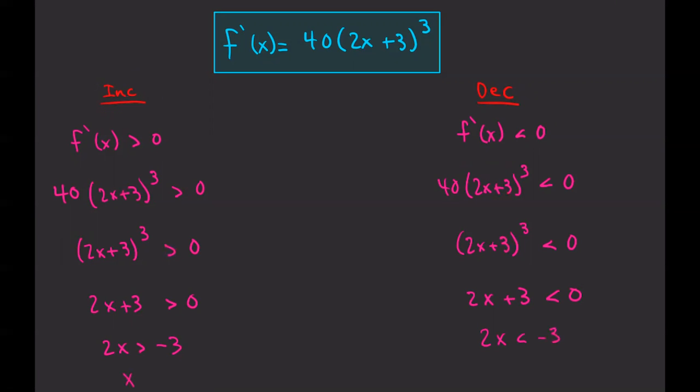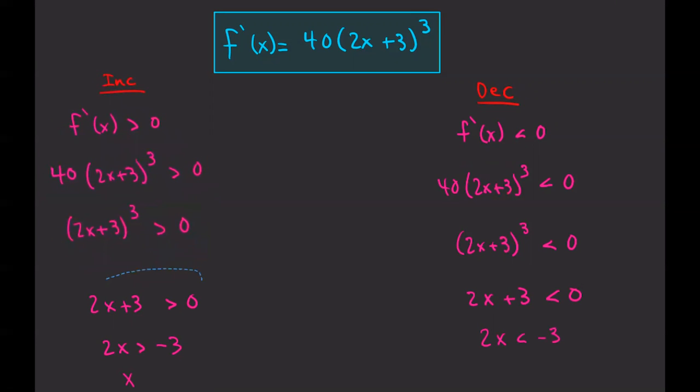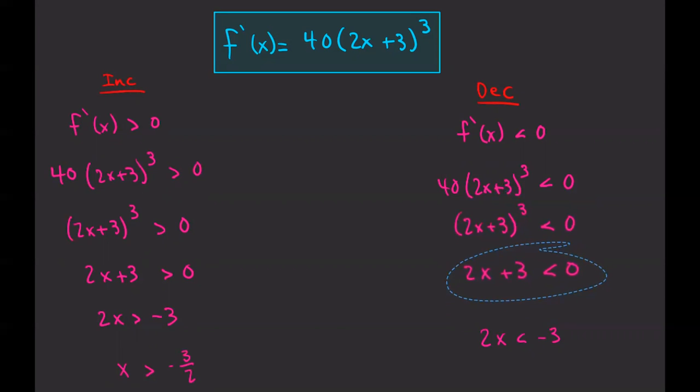Again, give myself some more space here. So we're going to end up with x greater than -3/2. And then over here, we're going to end up with x less than -3/2. And so right there, that's just our answers. That exactly tells us here. Let's go ahead and label it: x increasing, x decreasing.